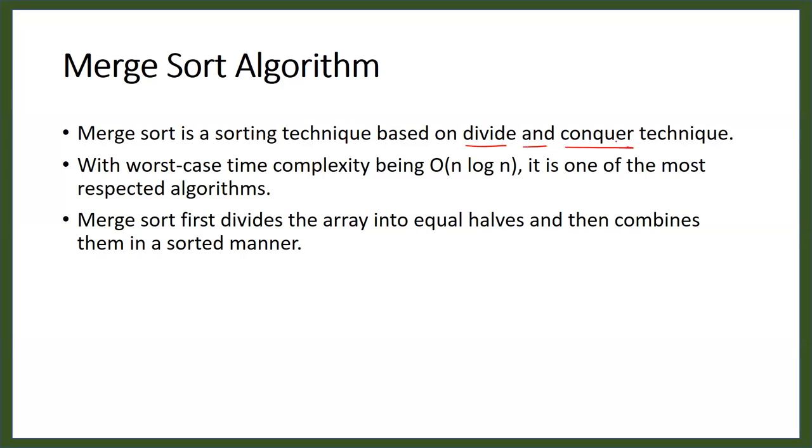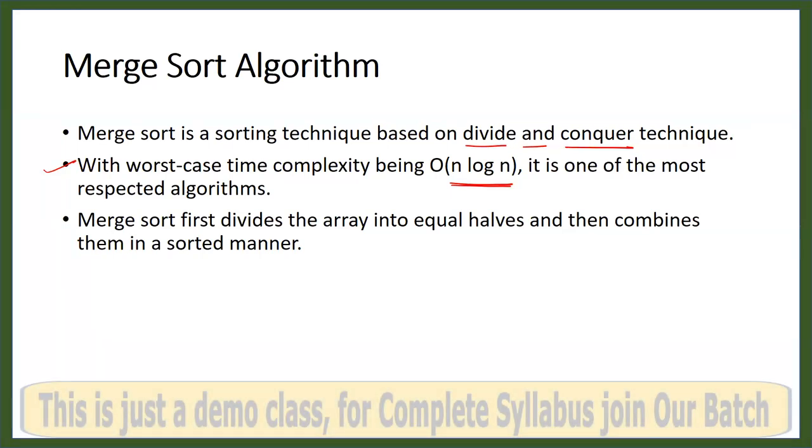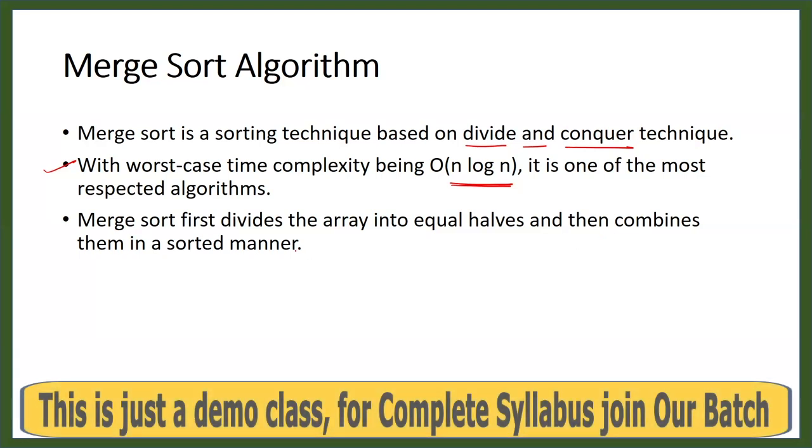So if we talk about the complexity, then its worst case time complexity is n log n. That's why it is a good sorting approach. It is one of the most respected algorithms, guys. Merge sort first divides the array into equal halves and then combines them in a sorted manner, right?